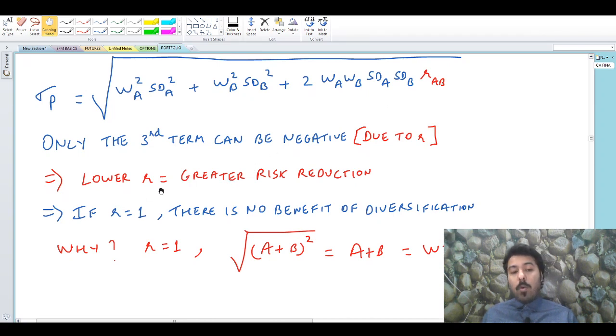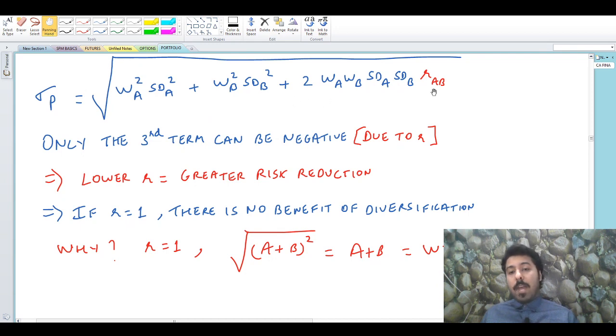And therefore lower r means greater risk reduction. See, we have discussed that the lower r is, the more risk gets reduced. But how does it happen? It happens here. See, look carefully. This is square terms, this is square terms, and this is r. This third term is being added. So the lower the r is, the lower will be this term. So that means the entire sum total will be reduced.